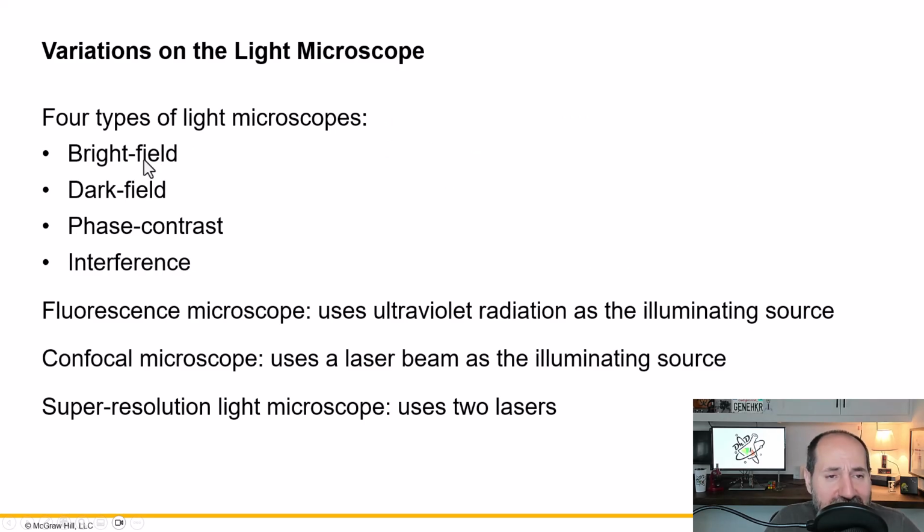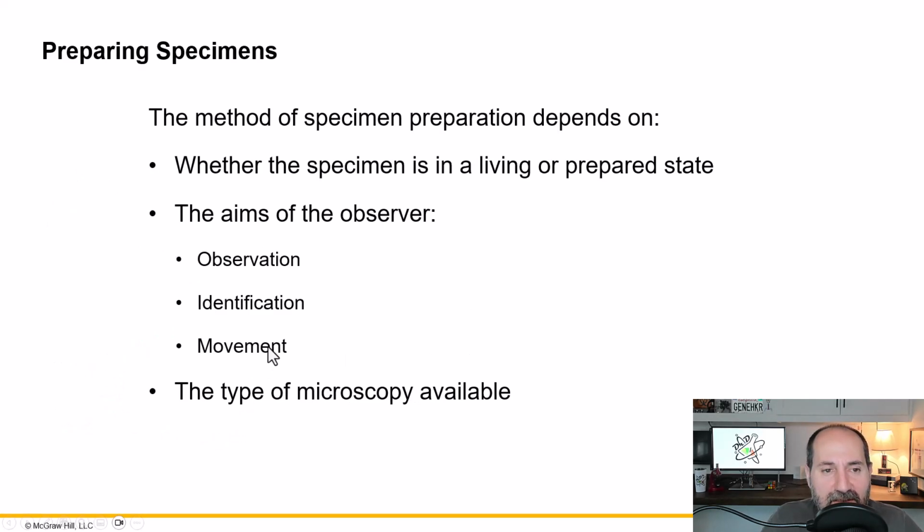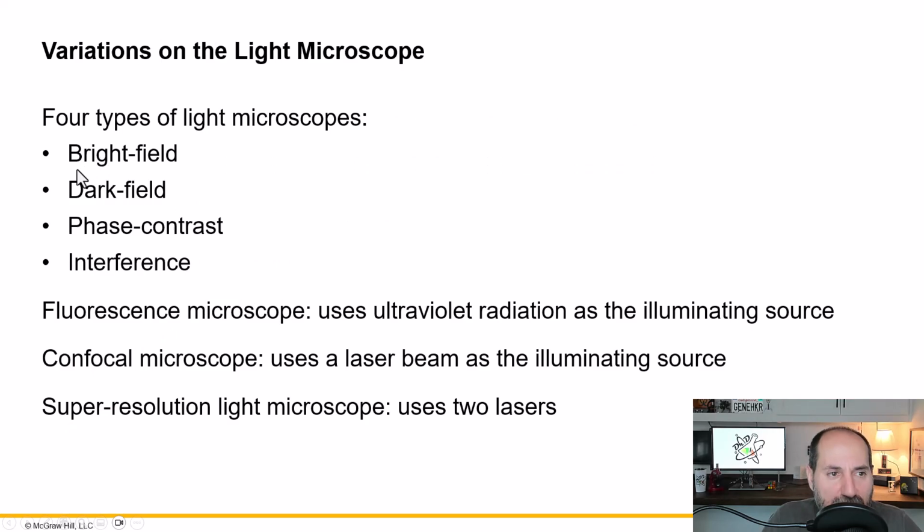Then we talked about different types of light microscopes. These are all types of light microscopes: bright field, dark field, phase contrast, interference, fluorescence, confocal, and super resolution light. The one we focus on within the lab is the bright field microscope. And do you remember the purpose of the dark field, phase contrast, and interference microscopes? These microscopes are better for contrast.